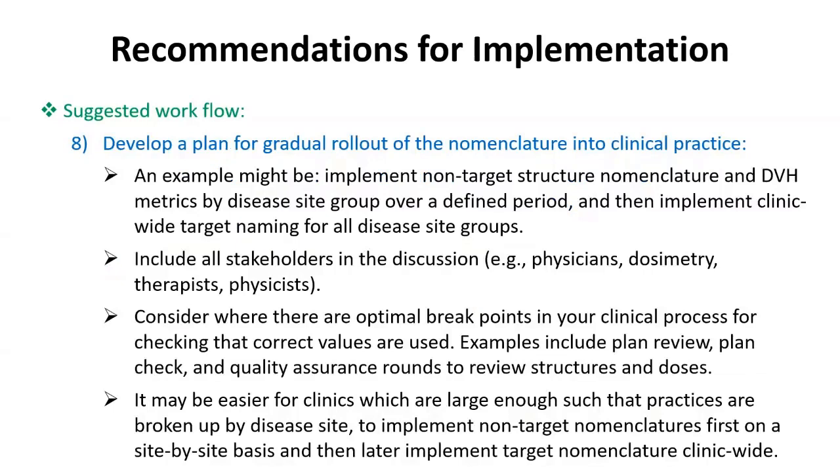Develop a plan for gradual rollout of the nomenclature in the clinical practice. An example might be implement non-target structure nomenclature and DVH metrics by disease site. So let's say you can take brain, or you can take the breast, or you can take prostate, and you define the list plus target, non-target, and dosimetric values that we are using.